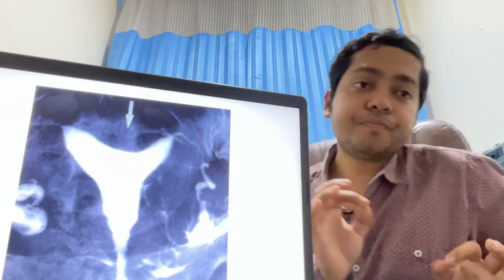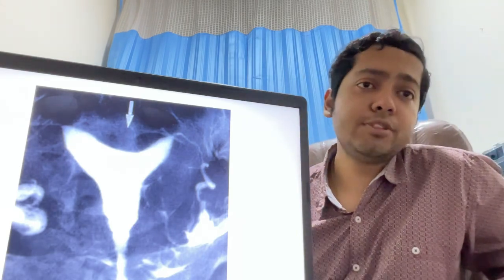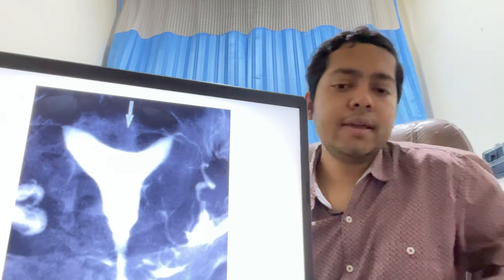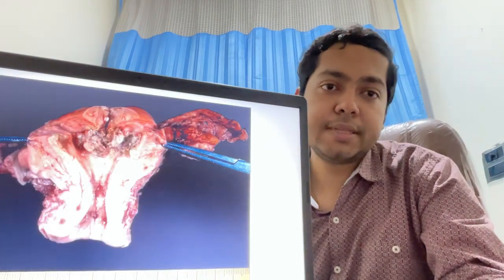Apart from that, you can also see whether the bilateral tubes are patent or not. Okay, so this is what will be asked in this specimen.